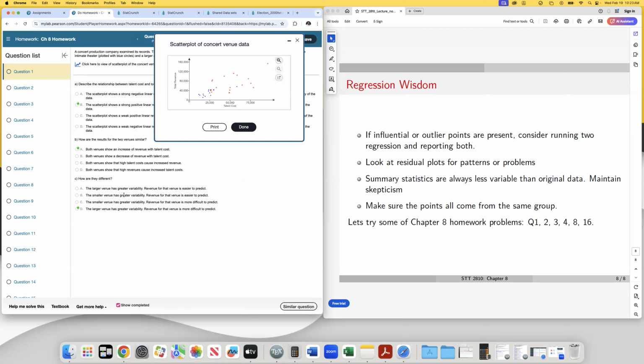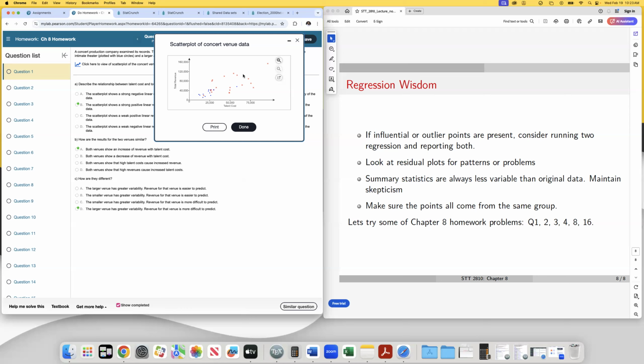The smaller venue has a greater variability, which is not true because the smaller ones are enclosed. You see, they are closer. The smaller venue has a greater variability, that is out. The larger venue has a greater variability, which is true. And the revenue is more difficult to predict, which is true because if the variability is big, it is difficult to predict. Any questions on question one?